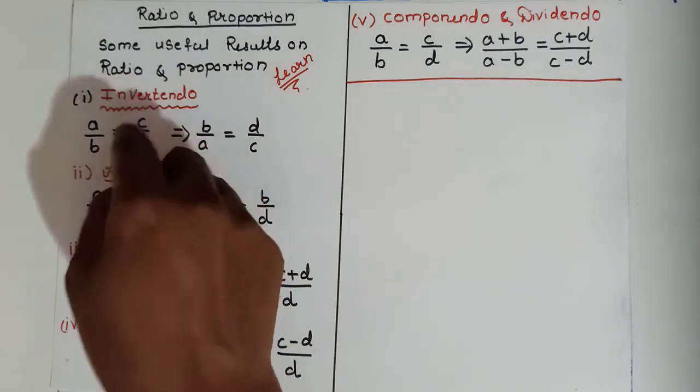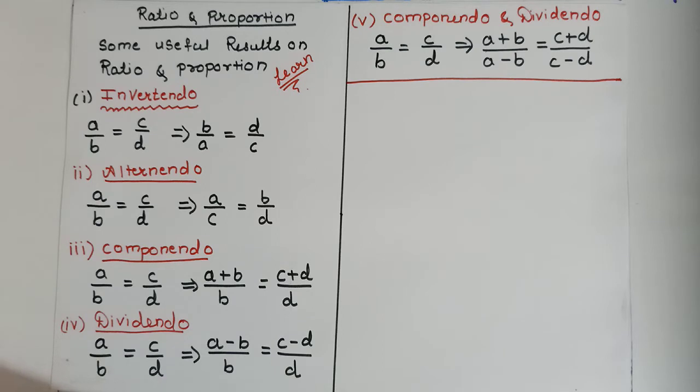In invertendo, the terms are getting inverted, like A upon B becomes B upon A, and C upon D becomes D upon C. In the same way, in the alterendo property, the terms are altering, like A upon C and B upon D. In componendo, the terms are getting added, like A plus B divided by the same denominator. In the dividendo property, the terms are getting subtracted, like A minus B divided by B, and so on. And componendo and dividendo is the combination of both properties. Okay.